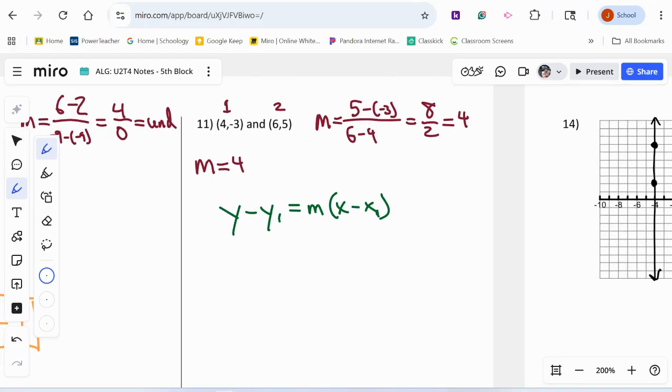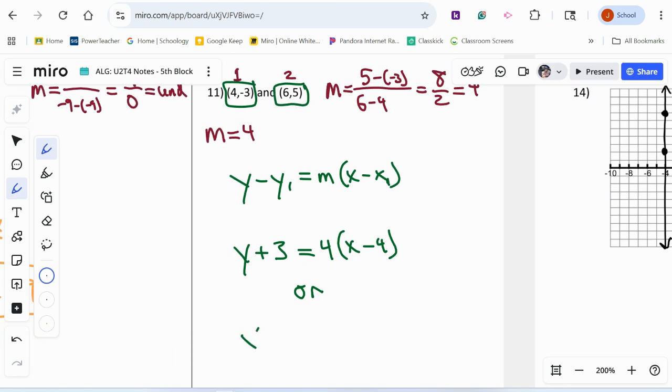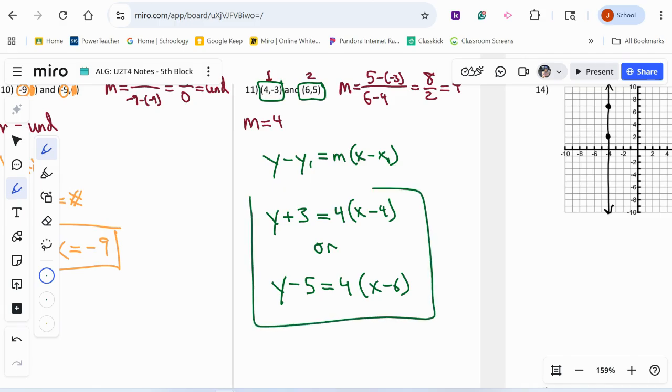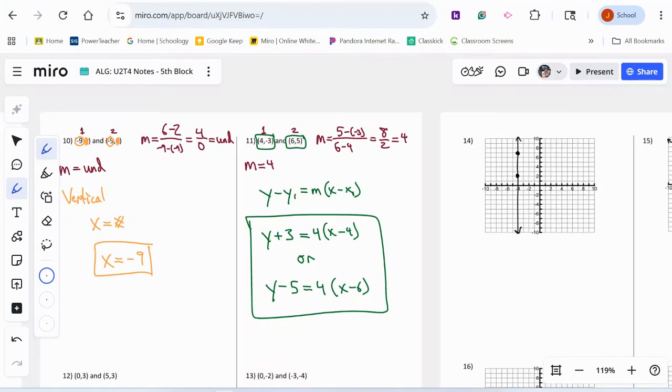So if I use 4, -3, I will have y plus 3, remember, it's the opposite of what it looks like, equals 4 times x minus 4. Or if I use the other ordered pair, we'll have y minus 5 equals 4 times x minus 6. While these equations, guys, look different, they're actually both equations that will give us the same exact line.